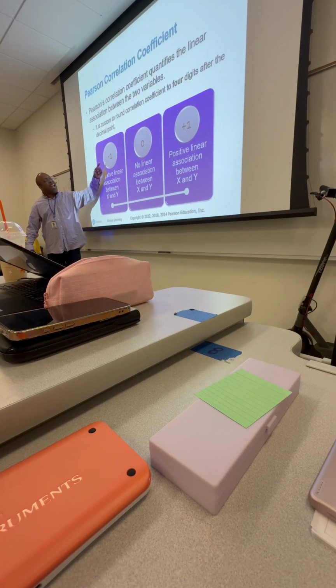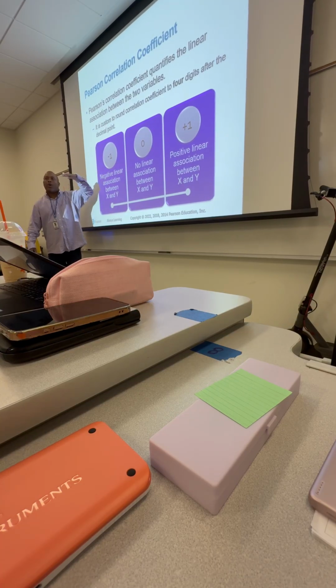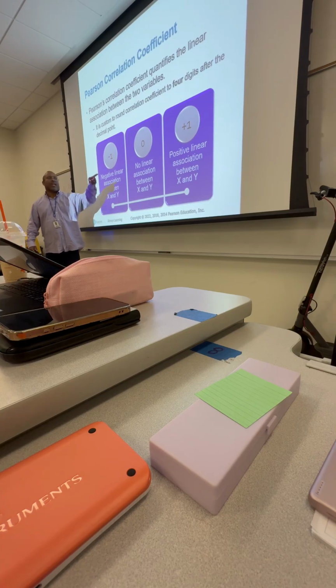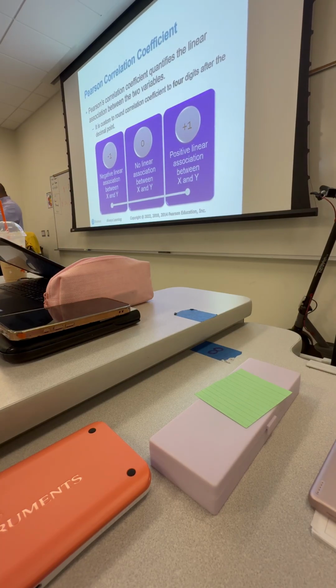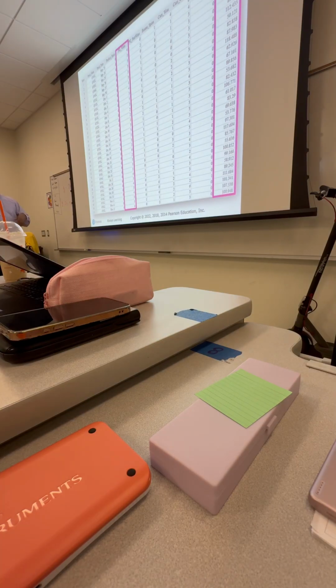Now, the sign, either positive or negative, will determine if you have a negative linear association or a positive linear association. R being closer to 0 shows weak linear association between the independent and dependent variable. It is customary to round R to 4 digits after the decimal point. Okay, so going back here, let's open up.